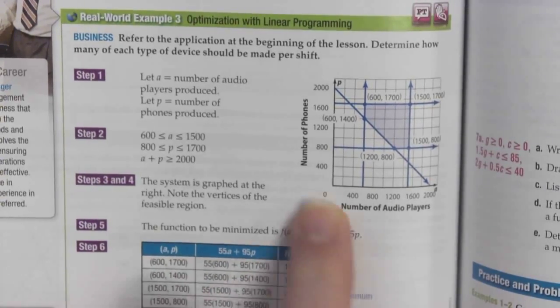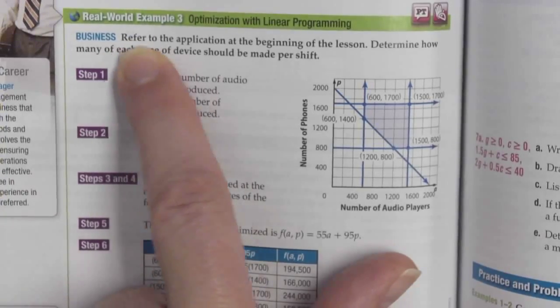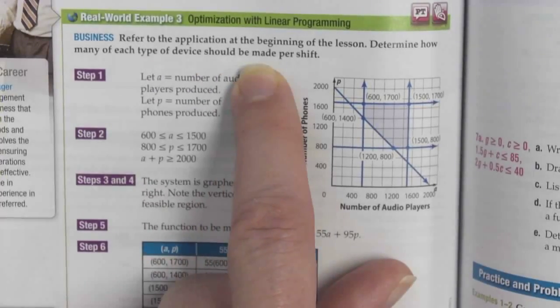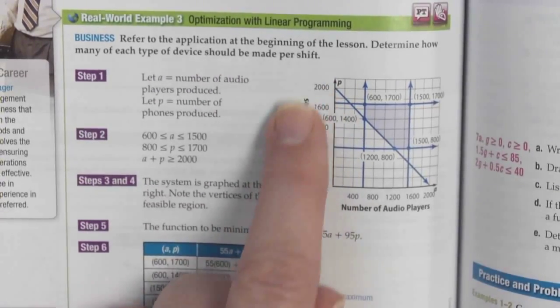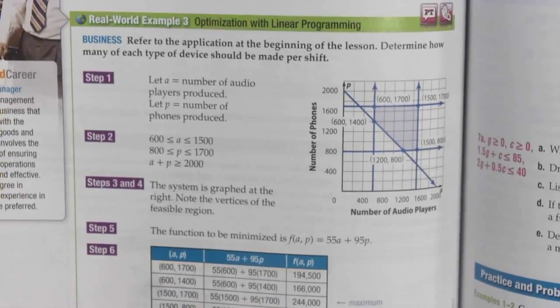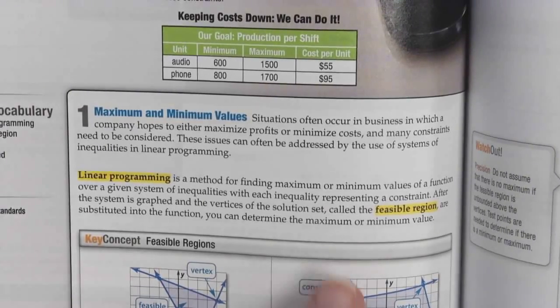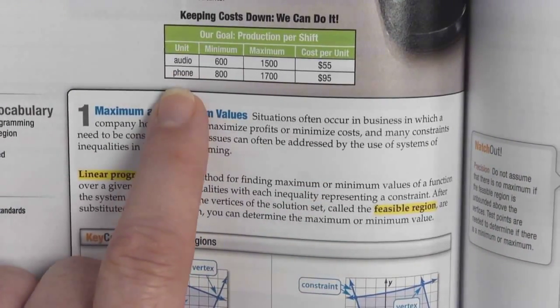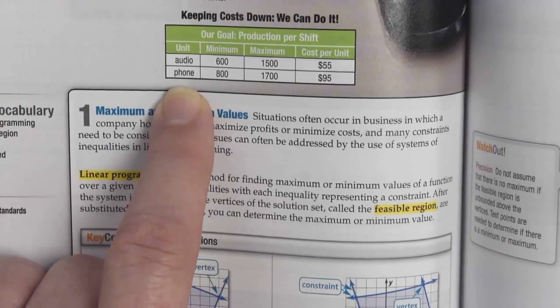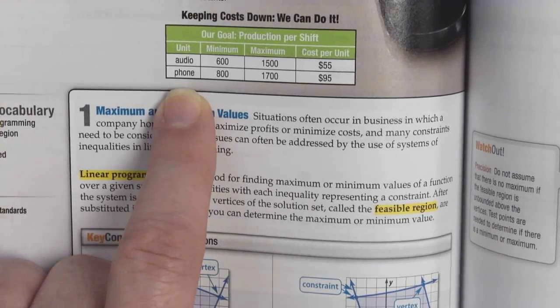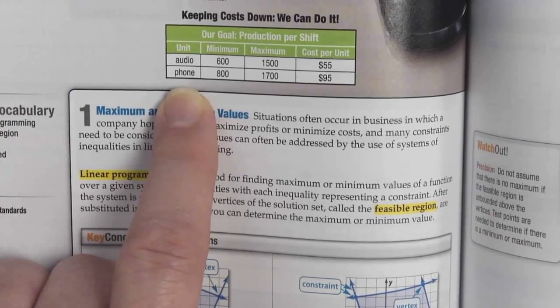Now, let's look at this situation right here. Refer to the application at the beginning of the lesson. Determine how many of each type of device should be made per shift. Okay. Now, if we look back at the lesson, at the beginning of the lesson, right here, we have the audio and the phone. So we're going to have to identify our X and Y. In this case, would it matter which one is going to be your X and which one's going to be your Y? It will not, because one is not causing the other to happen. We don't have an explanatory variable and a response variable, right?